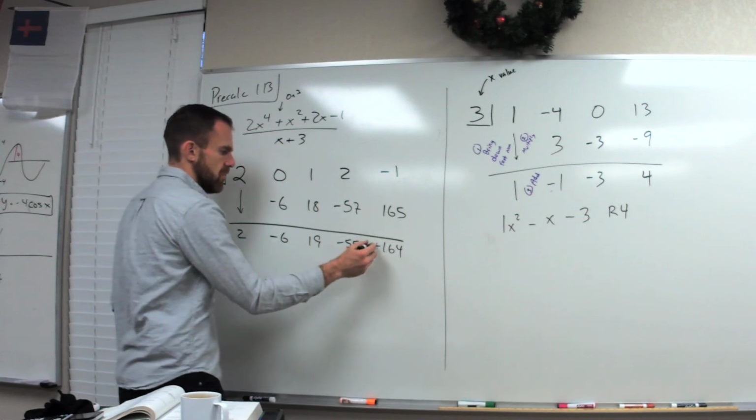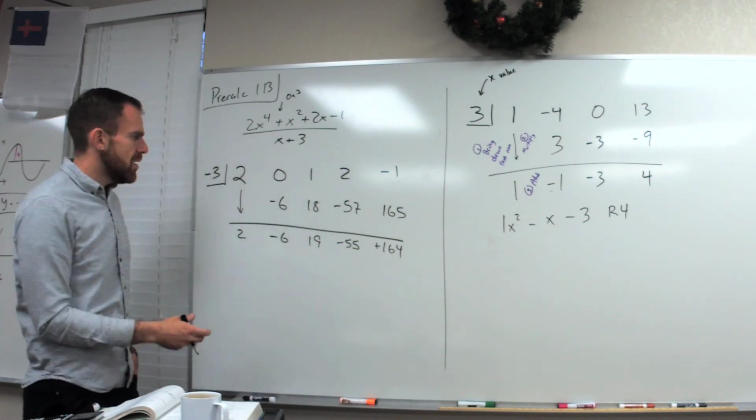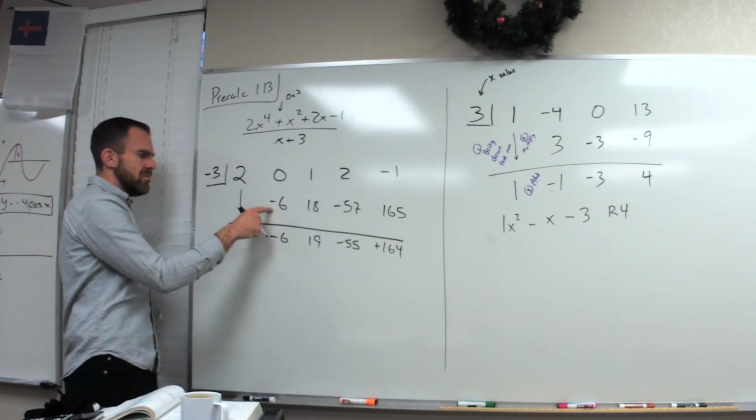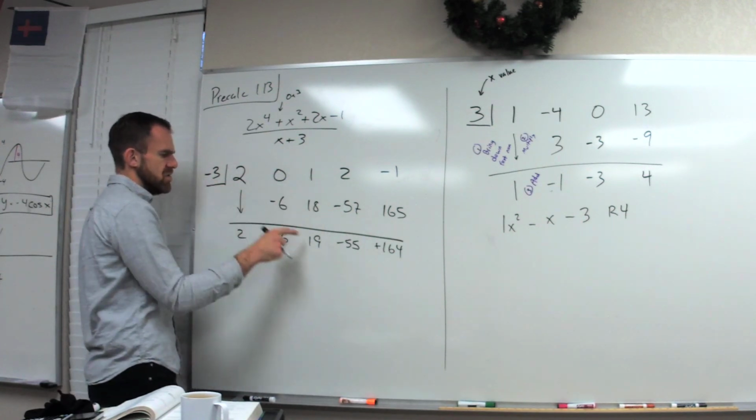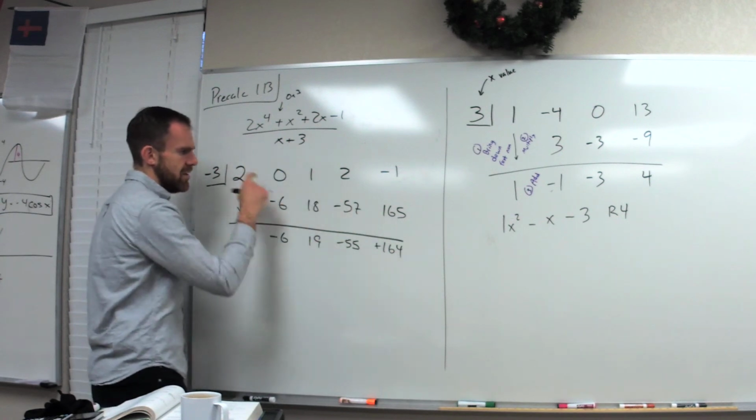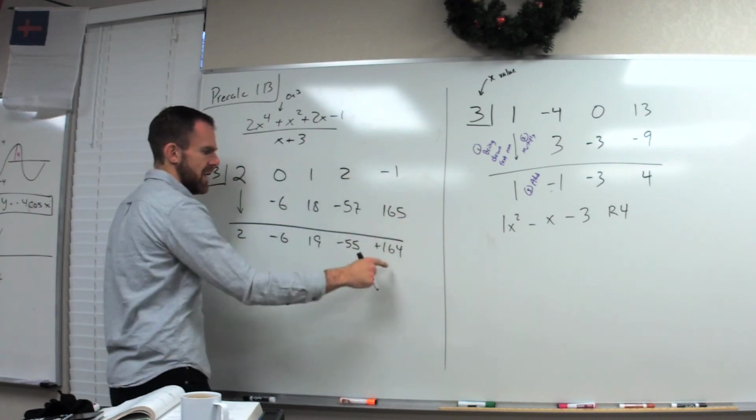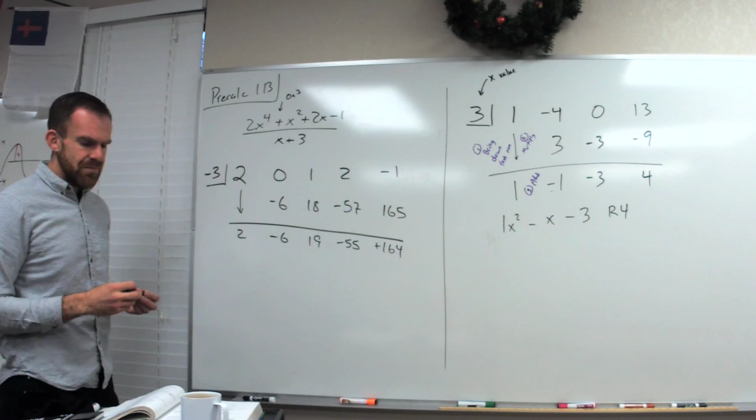Negative 3 times negative 55, 165. So this is negative 164. Pop. So what's my answer? Again, I multiplied, put it there, added. Multiply, put it there, added. Multiply, put it there, added. Multiply, put it there, added. And that gives you the answer.